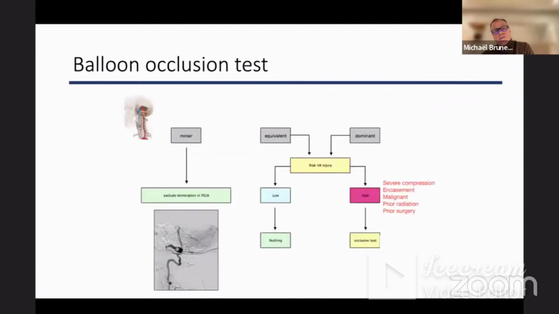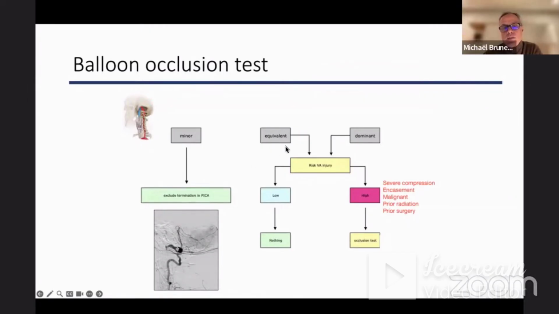An important aspect that has also to be discussed when you expose a vertebral artery at the cervical level or craniocervical junction level is when to perform a balloon occlusion test. In some conditions, it has to be performed. If the vertebral artery is minor, less developed, as I said before, you have just to extrude termination into a PICA to avoid a Wallenberg syndrome in case of sacrifice.